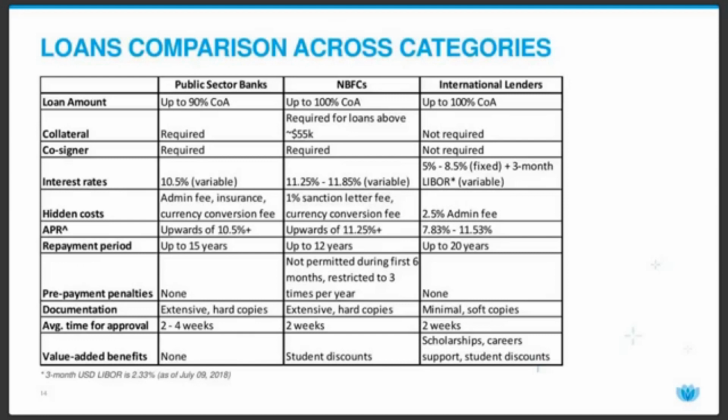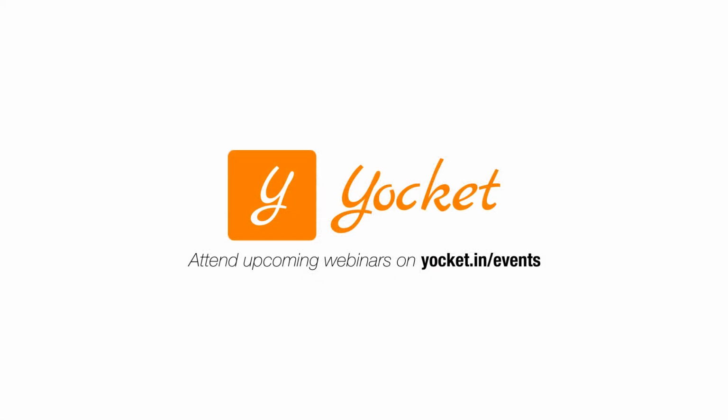Value-added benefits, I think we've spoken about this, none as of today from banks, but NBFCs give student discounts, and international lenders, specifically Prodigy Finance, gives scholarships, career support, besides student discounts.